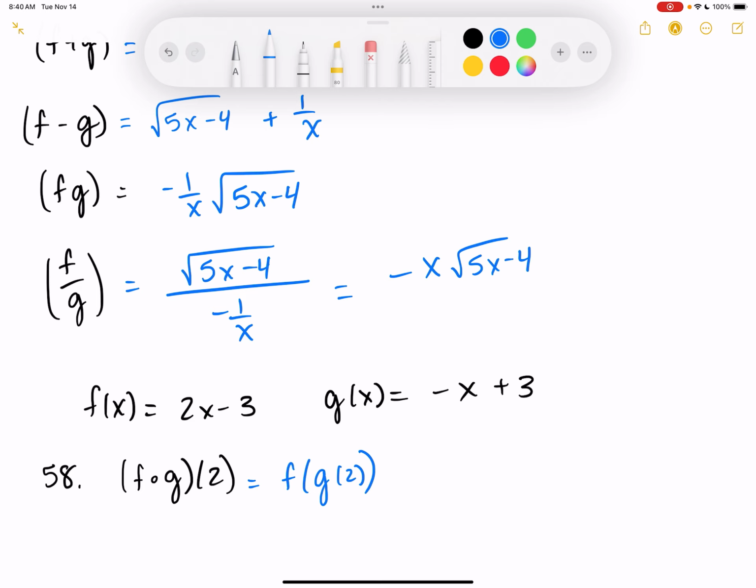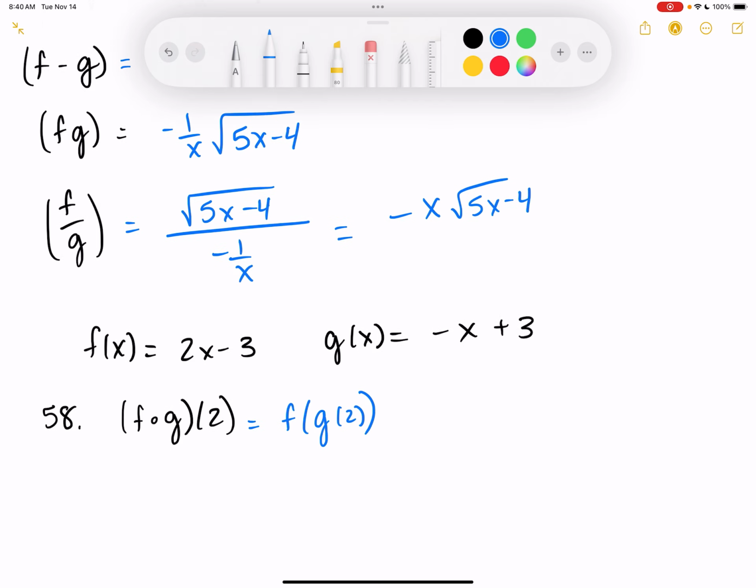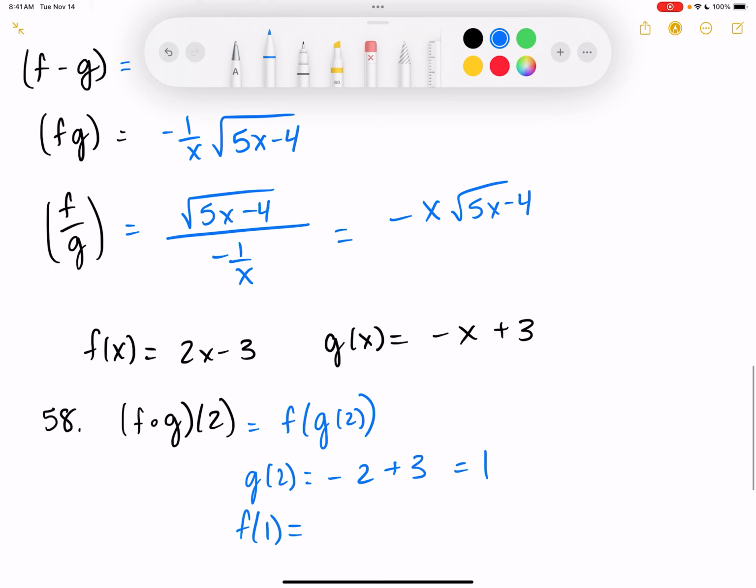So g of 2 is negative 2 plus 3, which is 1. So I take this number and I plug it in for x in f of x. So then f of 1 would be 2 times 1 minus 3, which is negative 1, and so that would be the answer for that one.